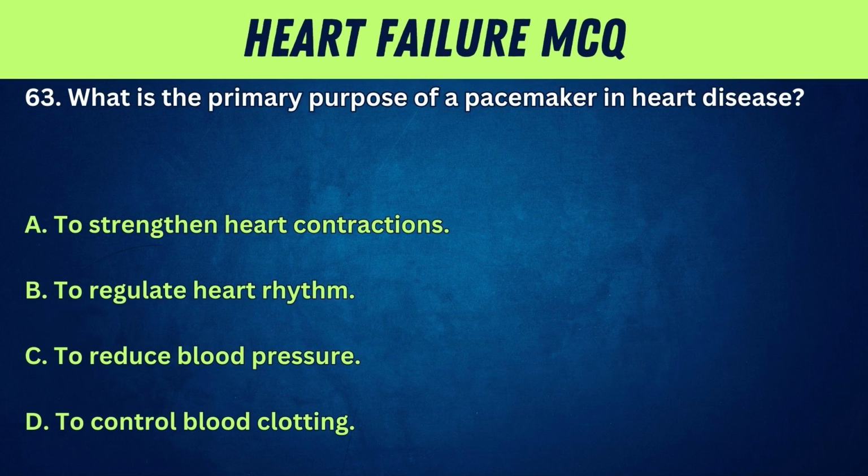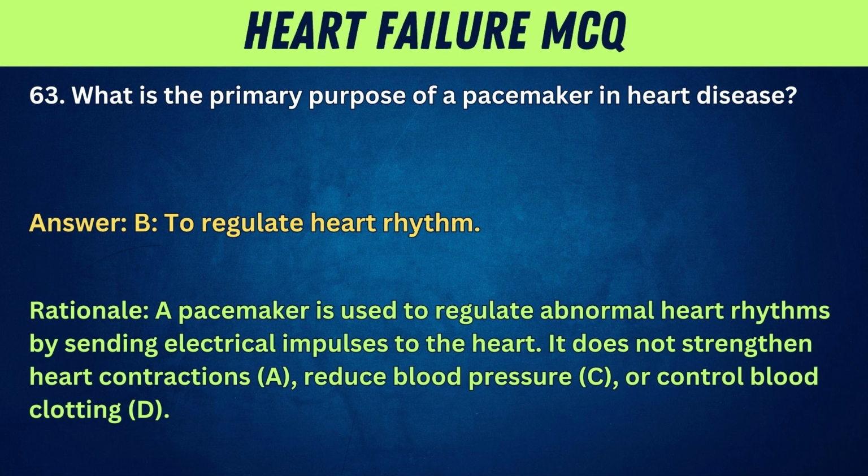63. What is the primary purpose of a pacemaker in heart disease? A, to strengthen heart contractions. B, to regulate heart rhythm. C, to reduce blood pressure. D, to control blood clotting. Answer: B, to regulate heart rhythm.